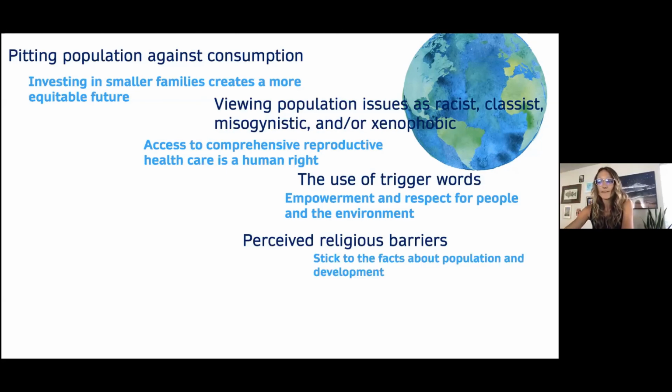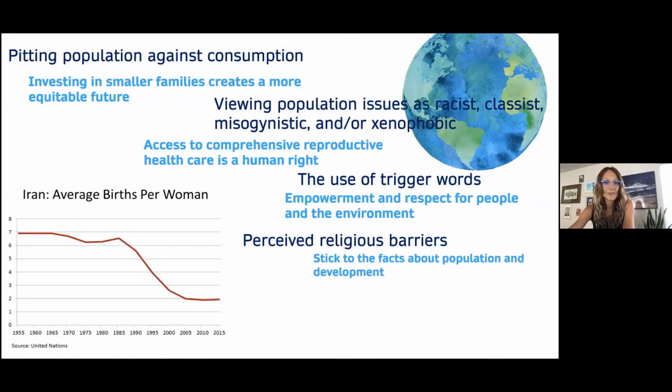So take Iran, for example. Iran successfully brought its fertility rate down from 7 children per woman in about 1955 to well under replacement level fertility today. And while their policies have recently changed to now try to promote population growth, the example that they have set still proves that religion does not have to be a barrier.